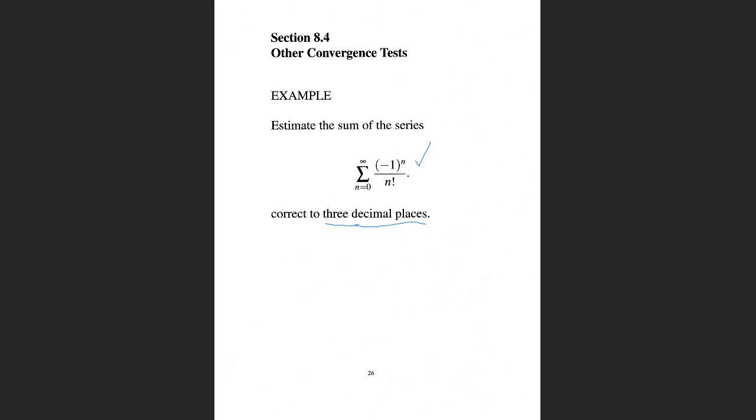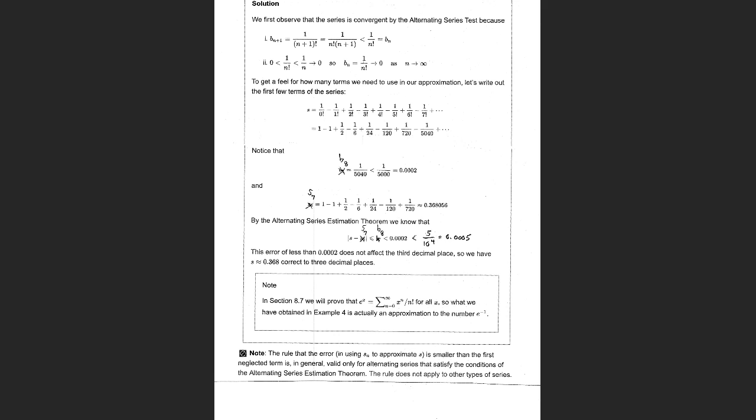It's obvious that the terms of the series are decreasing and getting smaller, so that's fine. So what I want to do is show you the solution from the book. Of course, it's obvious that the terms of this series are going to satisfy the alternating series test. They say in the problem that we want to approximate it correct to 3 decimal places. So what they do is write out some terms of the series. So here's the series S.